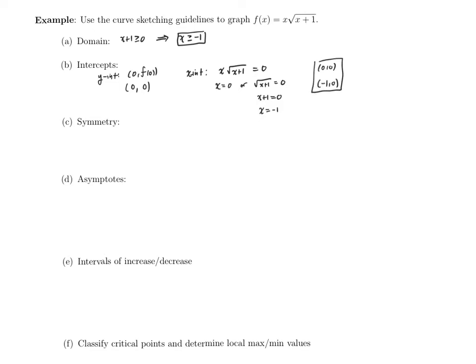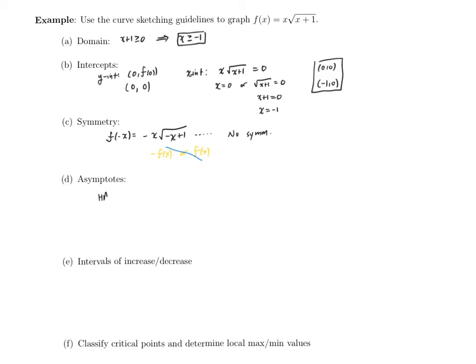In terms of symmetry, we substitute in minus x, and we see if we can somehow relate this back to f of x. So in our case, we would have minus x times the square root of minus x plus 1. And it turns out that no matter how hard you try, you're not going to be able to write this quantity as minus f of x or f of x. So in this case, we would simply say there is no symmetry, which is fine. There will not always be symmetry present.